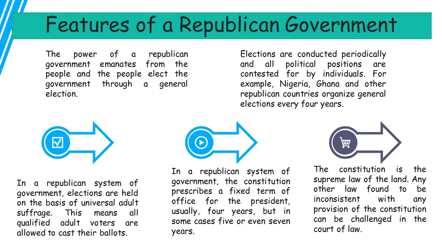3. In a Republican system of government, elections are held on the basis of universal adult suffrage. This means all qualified adult voters are allowed to cast their ballots. 4. In a Republican system of government, the Constitution prescribes a fixed term of office for the president, usually 4 years, but in some cases, 5 or even 7 years.